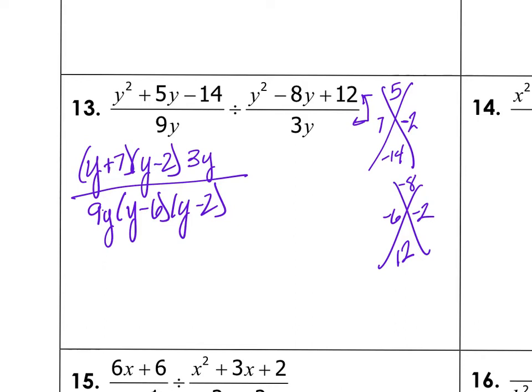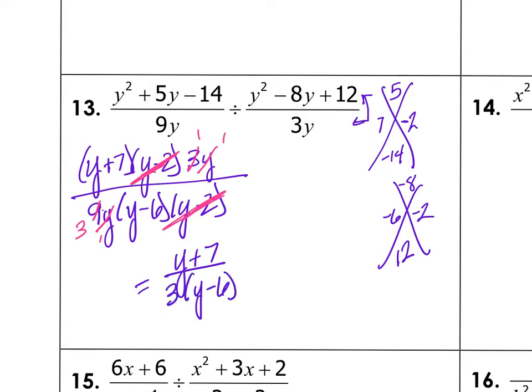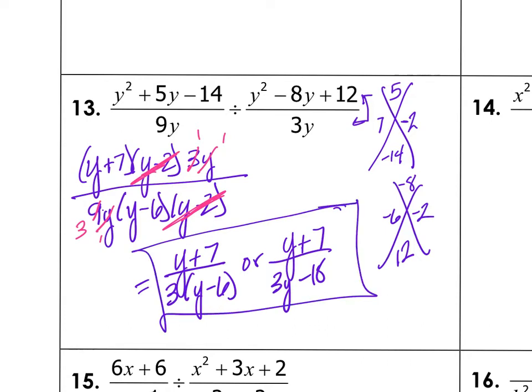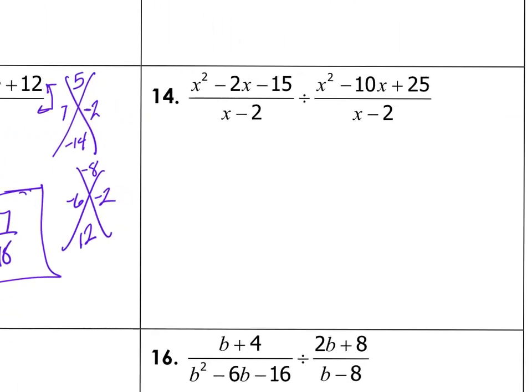Okay, so let's make a 1. Well, 3 goes into 3 once and into 9 3 times. Y goes into y 1 time. Y minus 2 and y minus 2. So in my numerator, I'm going to get y plus 7. And in my denominator, I'm going to get 3 times y minus 6. And I can write it this way, or I can write it as y plus 7 over 3y minus 18. Either one is acceptable. There you go. There we go. Number 14.